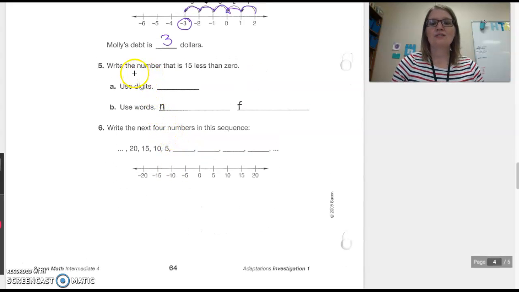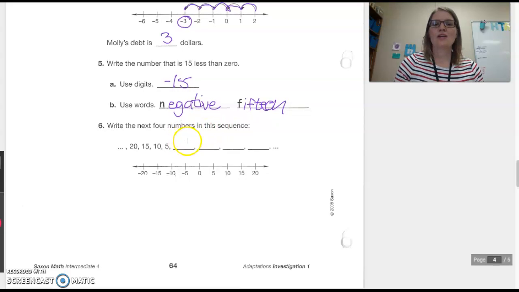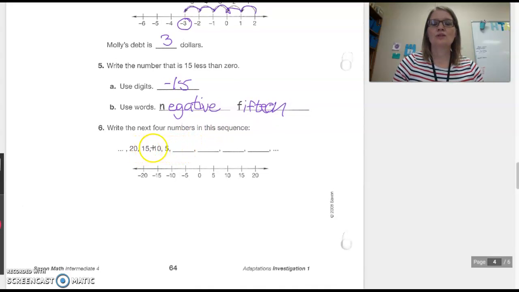In number 5, it says, write the number that is less than 0. Use digits. Write a number that is 15 less than 0. It would be -15. Use words. -15. And then write the next 4 numbers in this sequence: 20, 15, 10, 5, 0, -5, -10, -15.